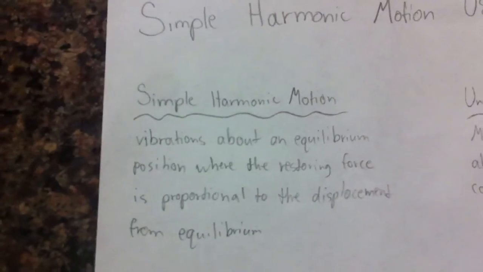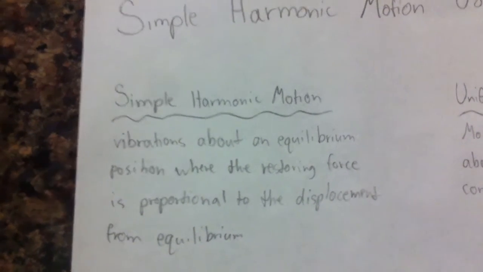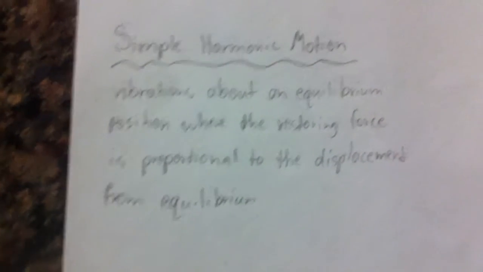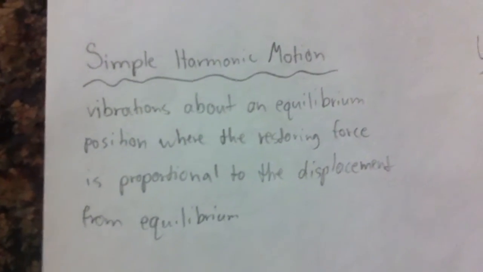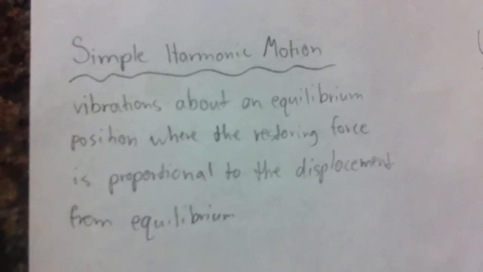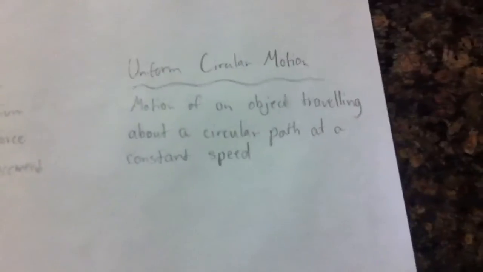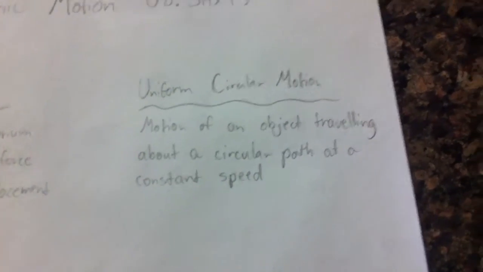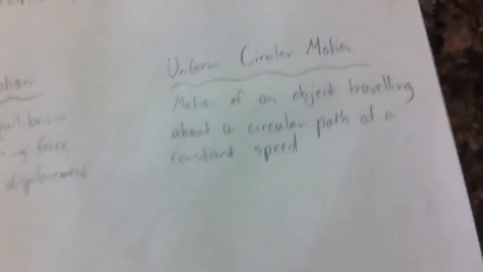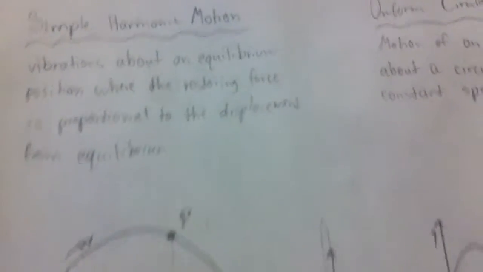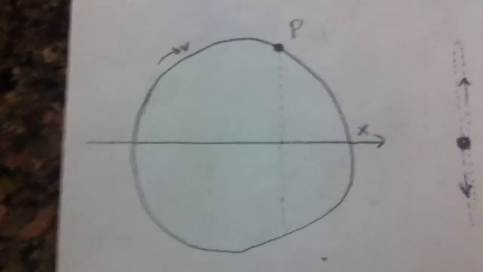So let's get started. First off, let's just define what simple harmonic motion and uniform circular motion is. Simple harmonic motion is the vibrations about an equilibrium position where the restoring force is proportional to the displacement from equilibrium. And uniform circular motion is the motion of an object that is traversing a circular path with a constant speed. So knowing that now, let's look at these diagrams right here.